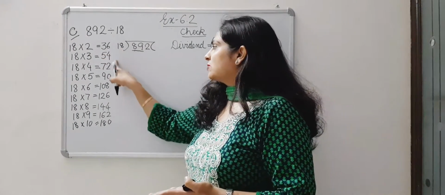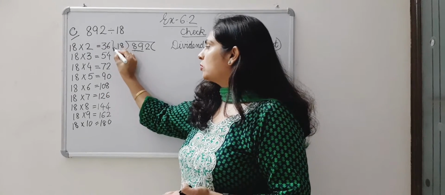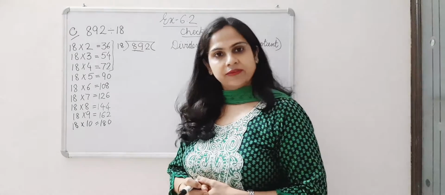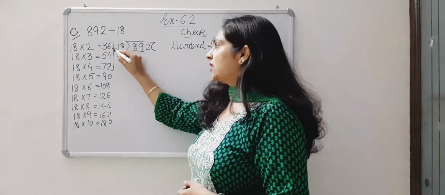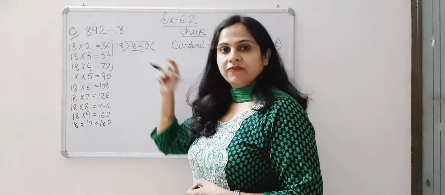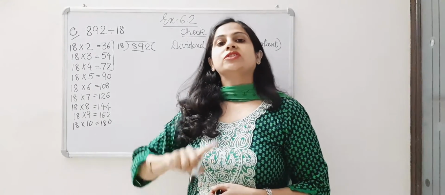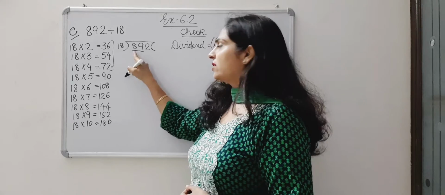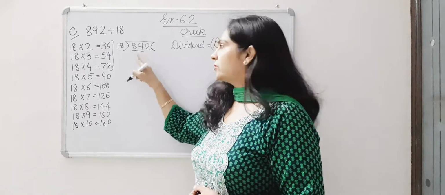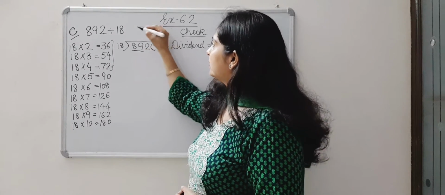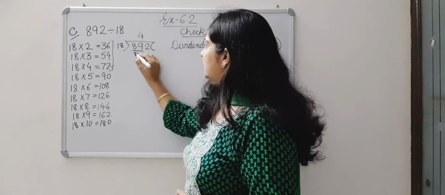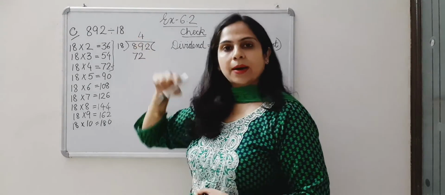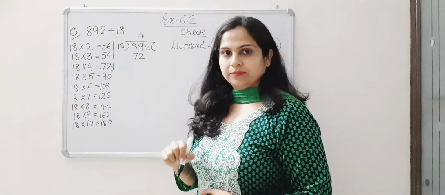So these all are smaller numbers. Up to 72, these three numbers are less than 89. Fine. But we cannot take 36, we cannot take 54. We can take only that number which is nearer to it. So 72 is the number which is nearer to 89. Fine. So 18 fours are 72. Clear? We will write 4 above the tens digit.